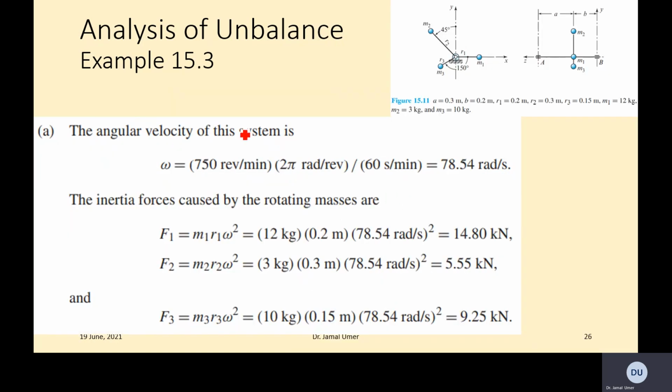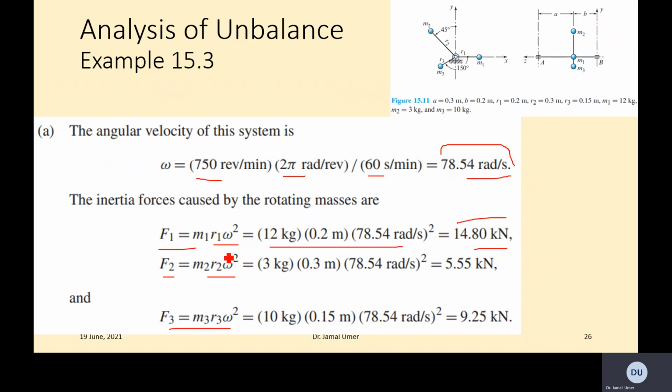All right, so here the angular speed, because we need it in radians per second, it's not really difficult. You work out 750 revolutions per minute multiplied by 2 pi by 60, and this gives you radians per second. So that's the speed you have. So inertia force is also very simple to evaluate. F1 is m1 r1 omega square, F2 is m2 r2 omega square, F3 is m3 r3 omega square. All components are known, and this time we have the standard unit, so that's why we are getting Newton. You can use kilonewton as well, so it's up to you.